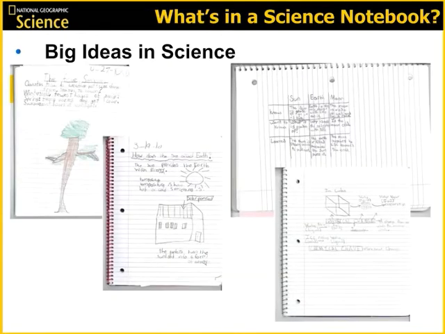When it comes to what's in the science notebook, there are a few key elements you want to make sure students are recording. The first is their notes and thoughts about the big ideas of science. The examples on the left come from students in second grade, and the examples on the right are from students in fourth grade. As you can see, each of these examples in some way represents the big ideas that students are learning about in the unit they are currently studying. Take a moment and look at these examples.